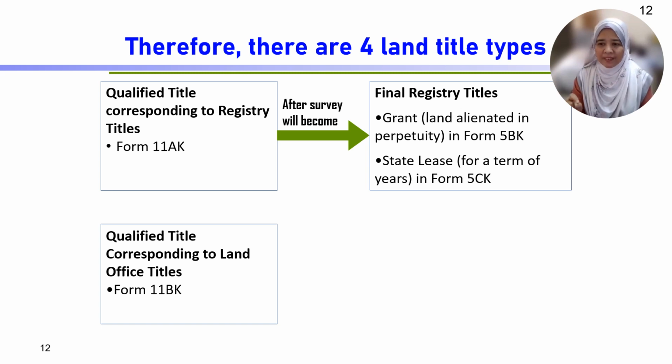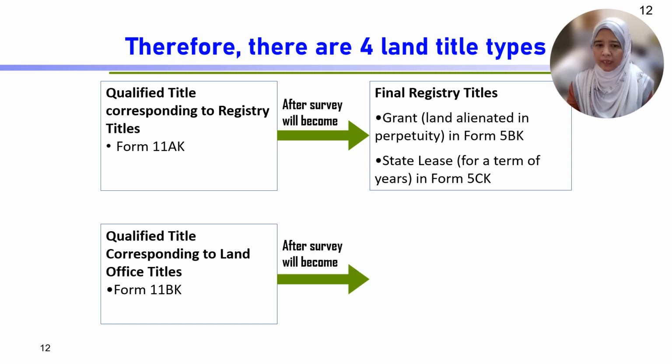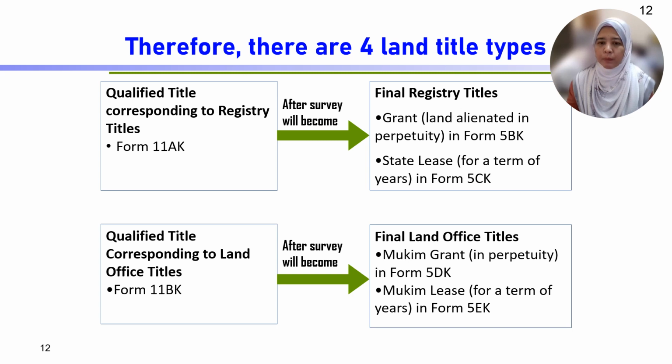Okay, you see the difference. A is for PTG, B is for land office. But both 11 are for qualified title. You will see the pattern, easy to remember later. After survey, the QT of land office will become two as well, a freehold and a leasehold.